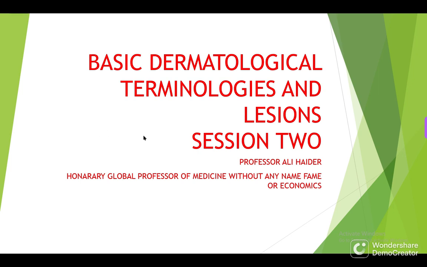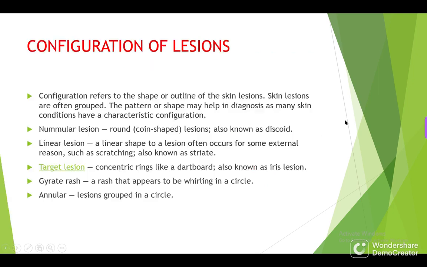And then we go for the other things as well, and you see the configuration of the lesion, which means the shape or outline of the skin lesion. Now, skin lesions are often grouped together in one part of the body. The pattern or the shape may help in the diagnosis, as many skin conditions have a very characteristic configuration, like psoriasis, for example.